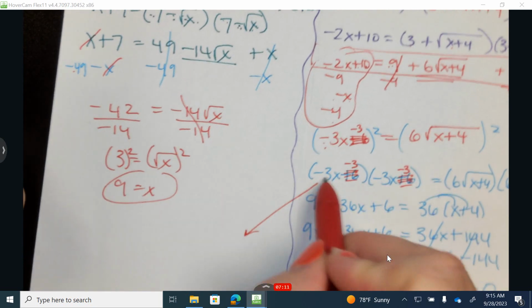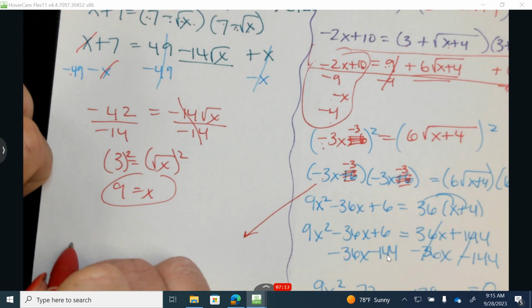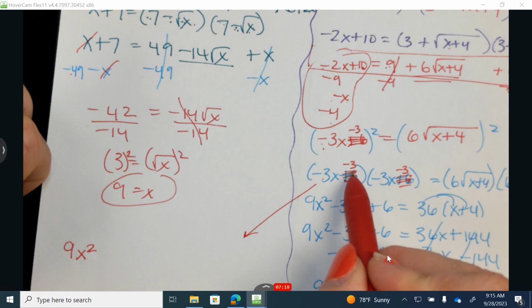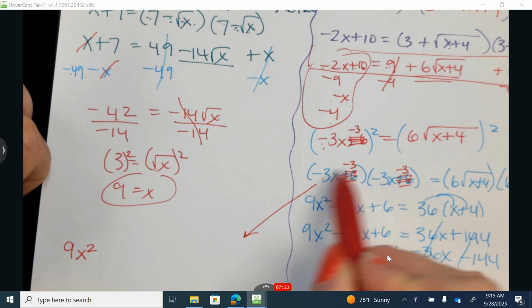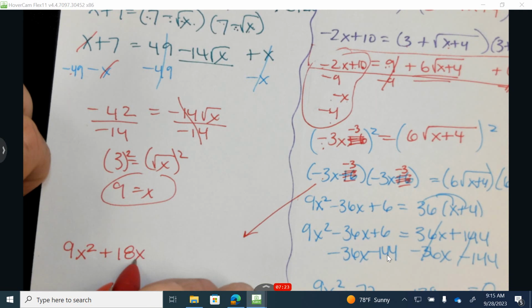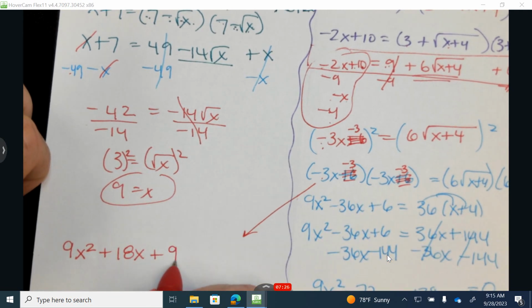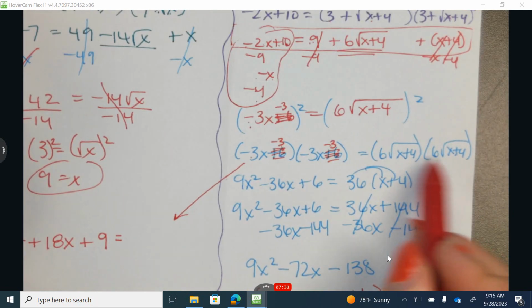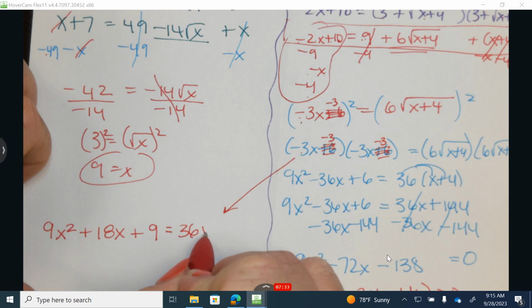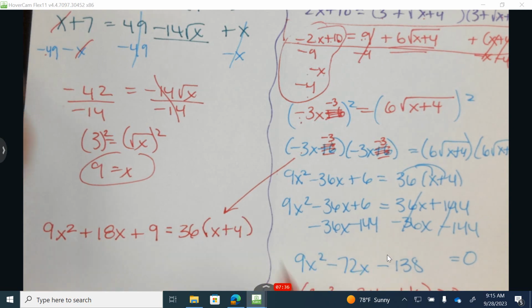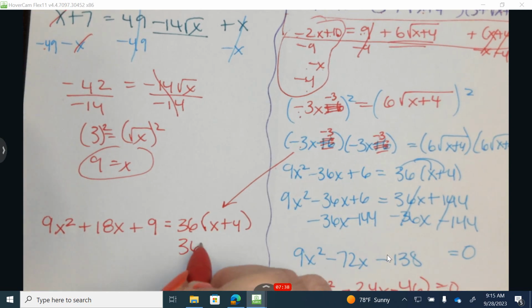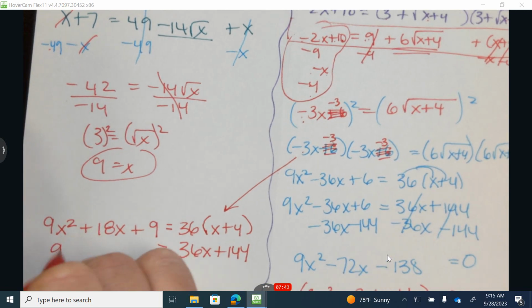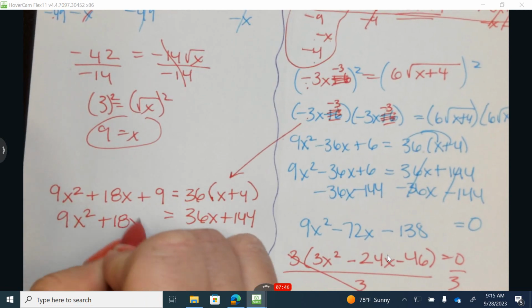Okay, you ready? When I FOIL this out, I get 9x squared, and then I end up with, let's check this just to make sure, that's a positive 9x, and a positive 9x is an 18x, and I get a positive 9 in back. And then again, when I went through and I multiplied these, I got 36 times x plus 4, okay? So 36x plus 144. Okay, all good with this so far.